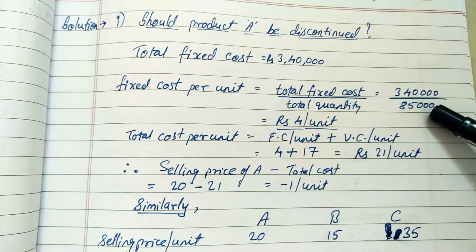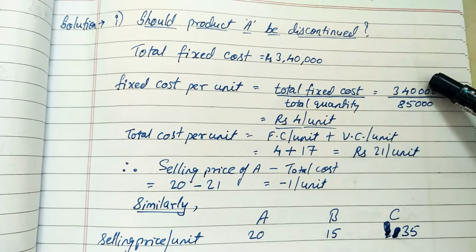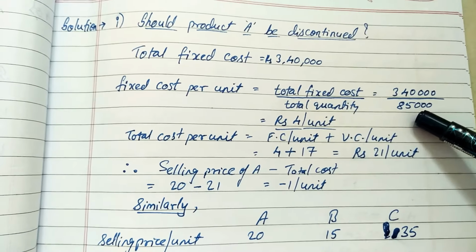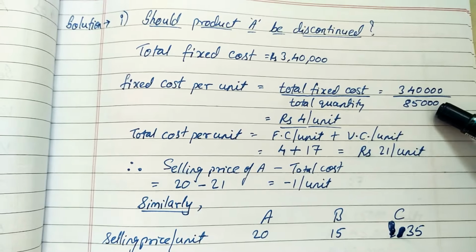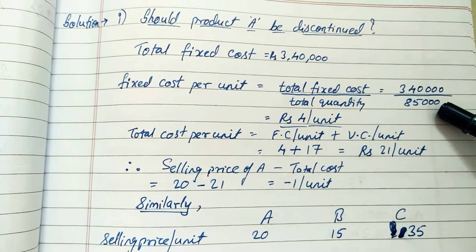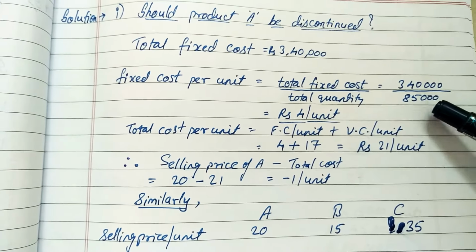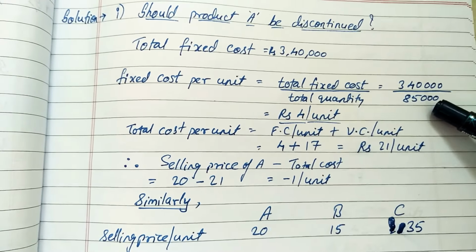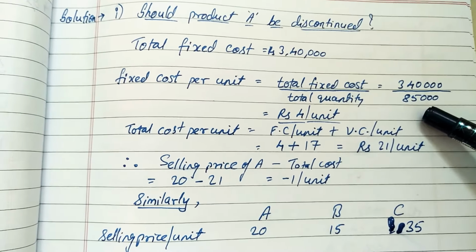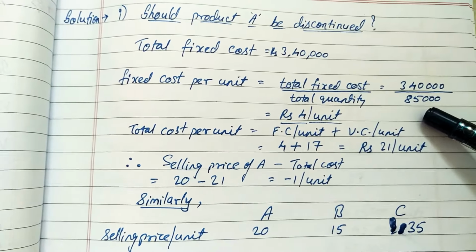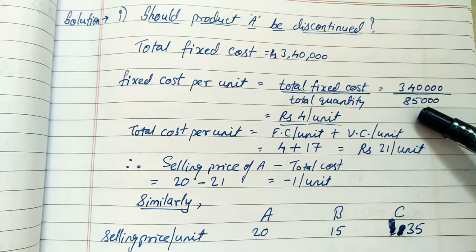So the total quantity of all the products becomes 85,000. Now the fixed cost has to be ascertained to each unit. So we have to divide the total fixed cost by the number of units. If you have not understood, I'll repeat it for you all. The number of units produced of A is 15,000 units, of B it is 30,000 units and that of C is 40,000 units. The total number of units come to 85,000.